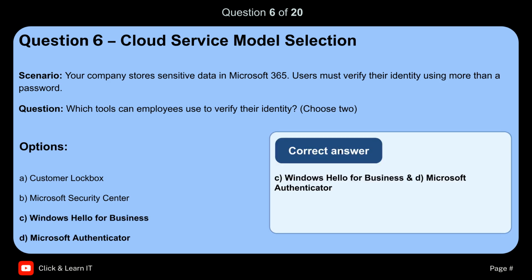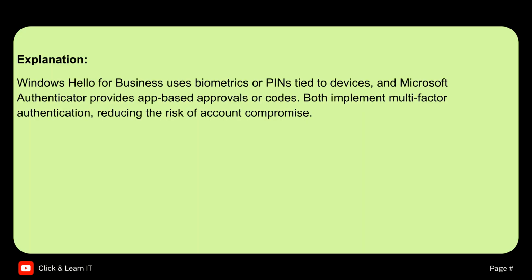The correct answers are C and D, Windows Hello for Business, and Microsoft Authenticator. Windows Hello for Business uses biometrics or PINs tied to devices, and Microsoft Authenticator provides app-based approvals or codes. Both implement multi-factor authentication, reducing the risk of account compromise.